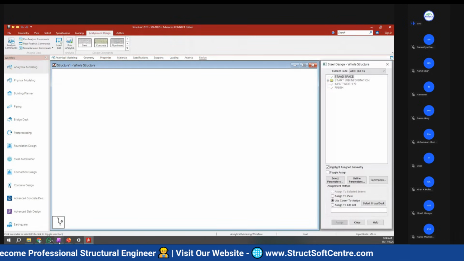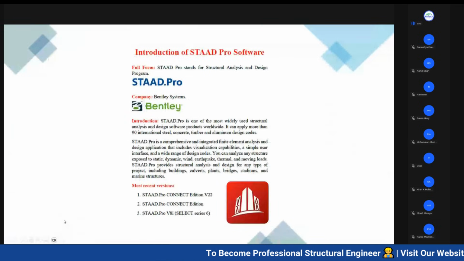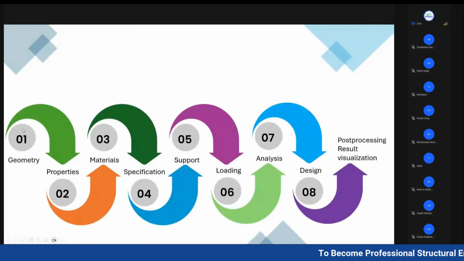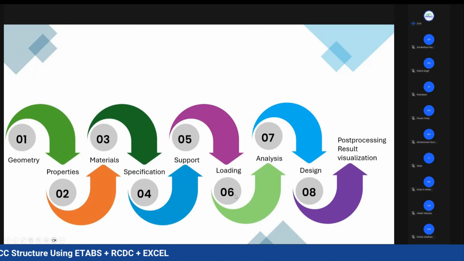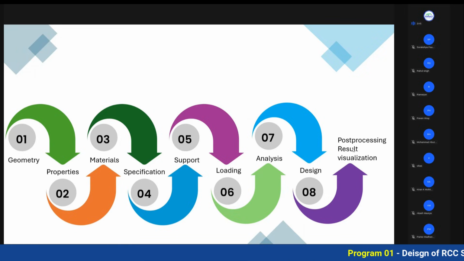So this is the same thing I tried to explain over here. First, you have to start with your geometry. Once you prepare your geometry, you can assign the properties. After assigning the properties, assign the material, their specifications, support, loading, analysis, design, and then you can visualize your results. Step by step, each and every point we will be discussing in great detail, and at the end we will be able to understand all the workflow properly.